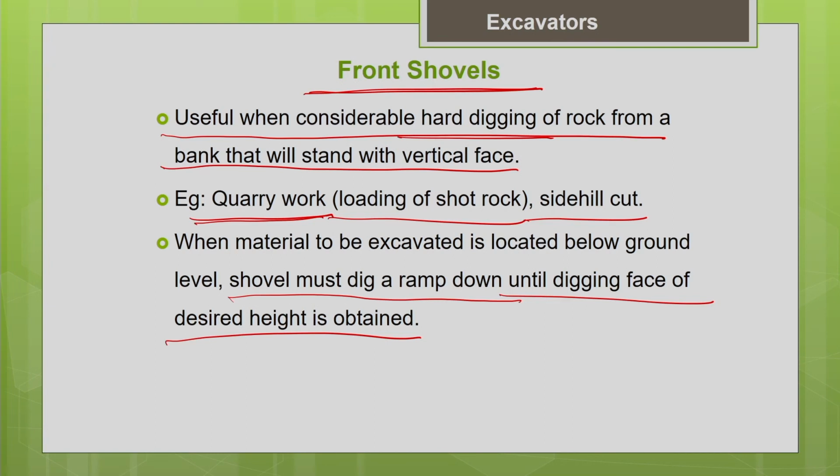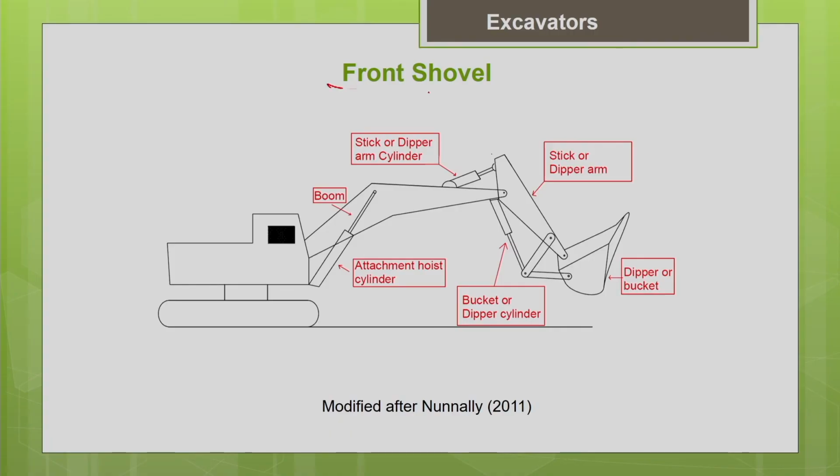So, if you want to excavate the material below the ground level, basically what they adopt is they will construct a ramp down into the material. They ramp down till they reach a digging phase which is desirable to cut with the front shovel. So, that is how they do excavation below the ground level if you want to use the front shovel. This picture shows you the basic operating parts of the front shovel.